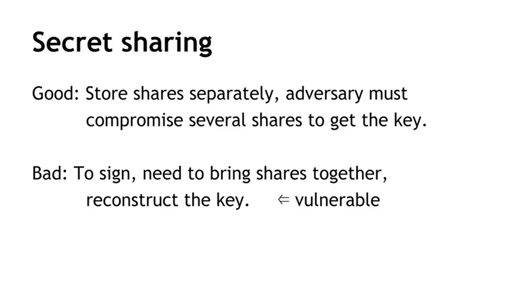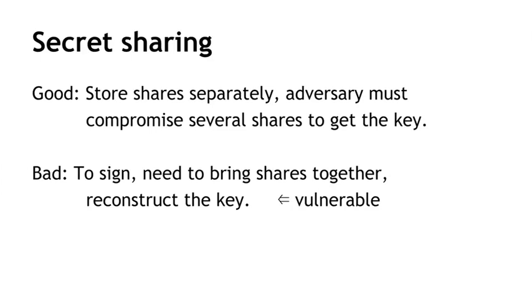The bad news is that if we take a key and split it up in this way, and then want to go back and use the key to sign something, we still need to bring the shares together and recalculate the initial secret in order to be able to sign with that key. And that point where we bring all the shares together and recombine them is still a single point of vulnerability where an adversary might be able to attack us. And that's the bad news.